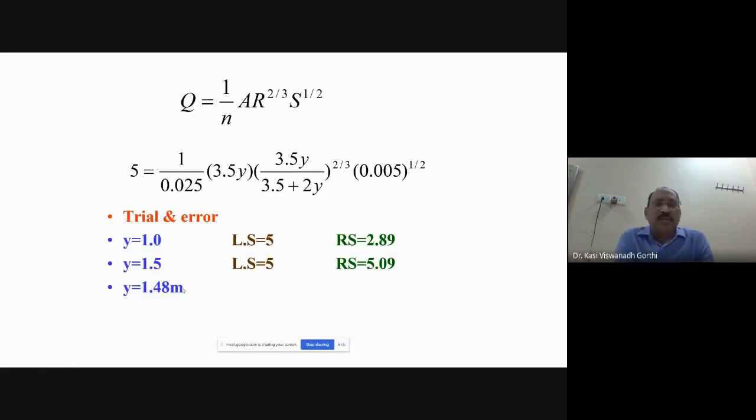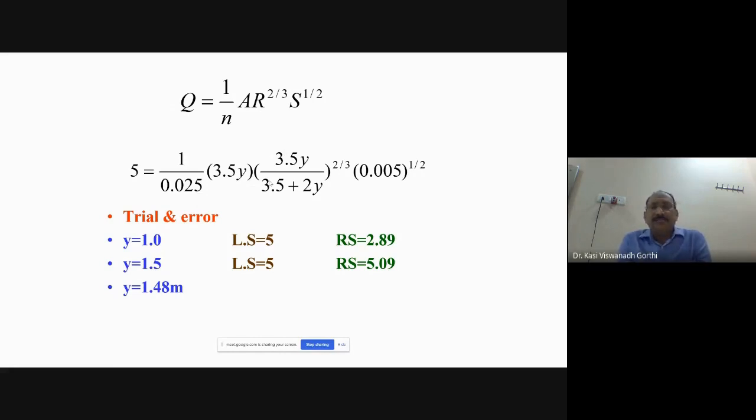It could be 1.481. It could be 1.479 also. So no need that you should go for exact precise values for equating the left hand side to the right hand side. If it is approximately nearer, you can stop that procedure there. Second point is the same equation can be solved as a cubic polynomial making use of your calculators also.